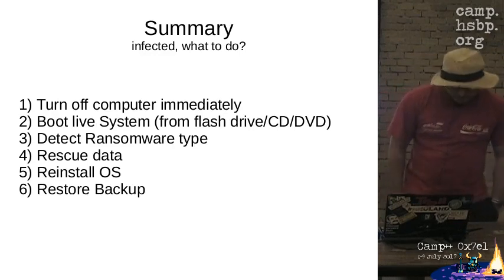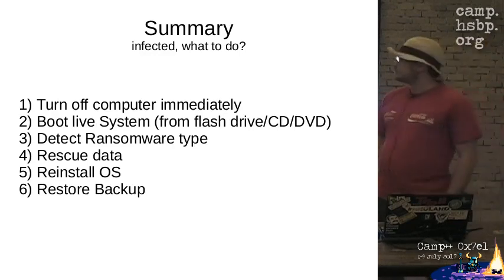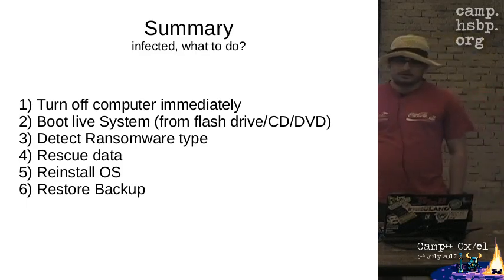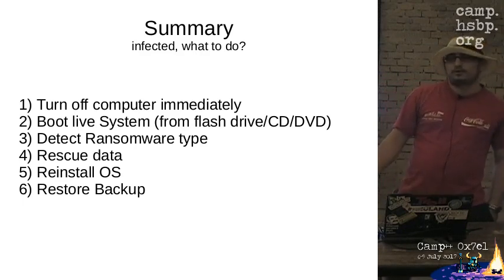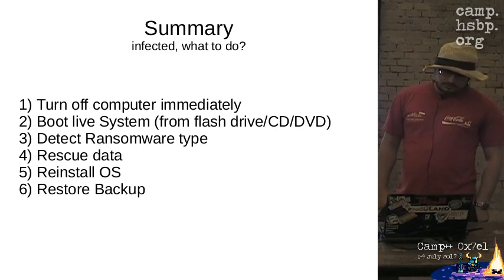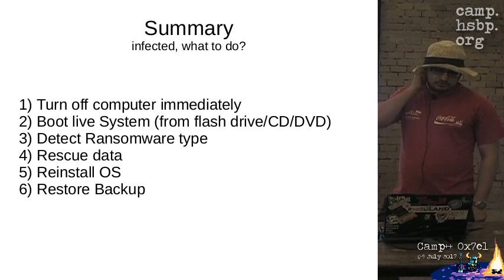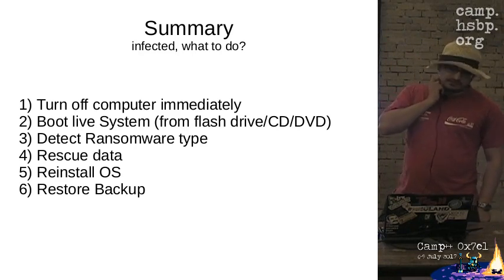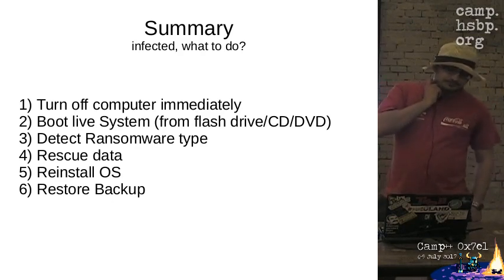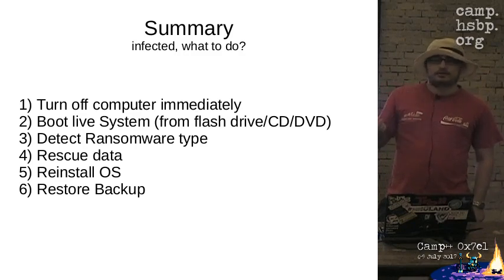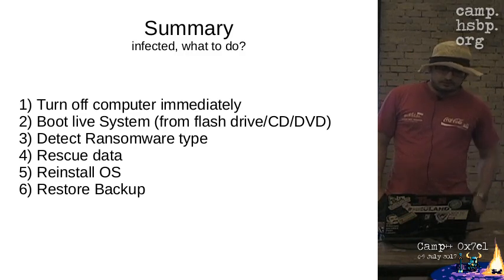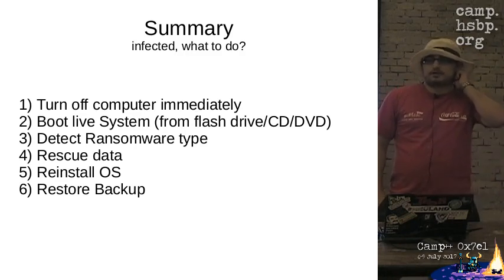That's also in German, but that's like a small guide on what to do when you're infected. The first one is really to turn off the computer, like a hard turn off, like put away the electricity. Then you should boot a live system and try to rescue some data if it's still not encrypted. There are ways to identify the ransomware type, for example with the extension of the files. Then you can rescue the data and maybe also decrypt the data with some decryption tool if it's available.